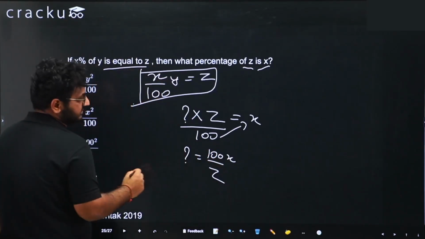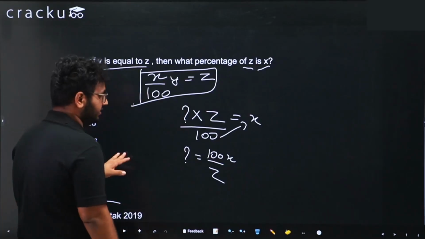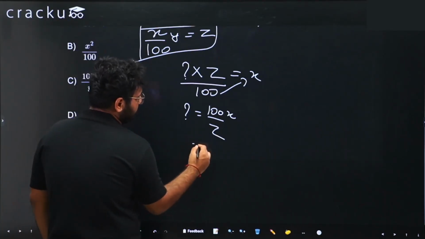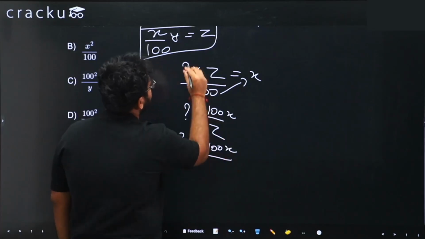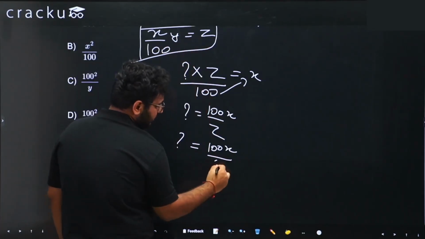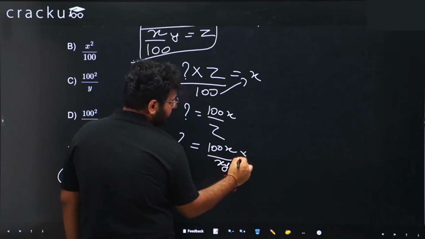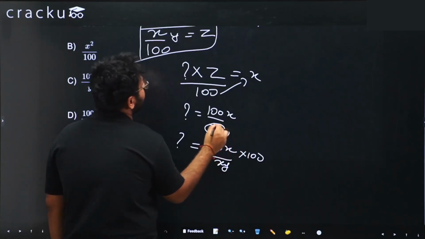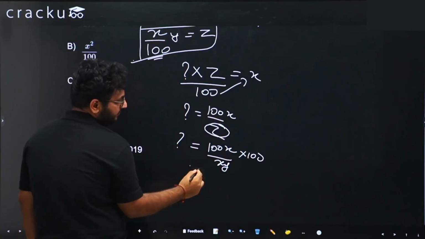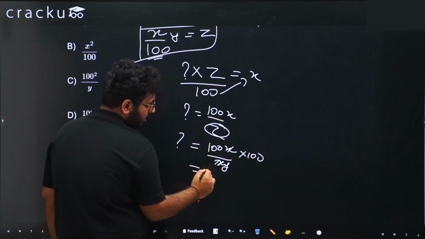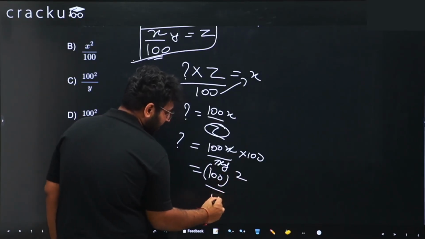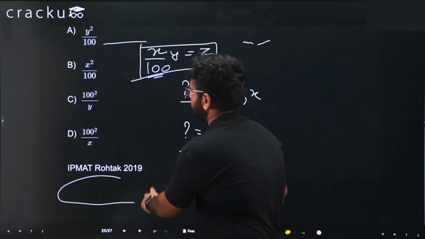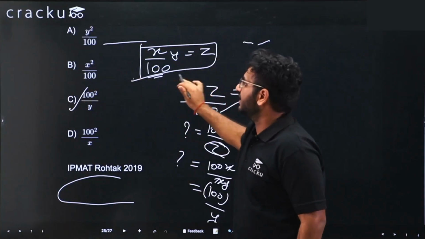Now z is what? xy by 100. So we will replace this question mark: 100x upon z is what? xy by 100. So xy into 100. I have replaced z by xy by 100. So x gets cancelled out, which will be equal to 100 square divided by y. Hence, option C is the correct answer.